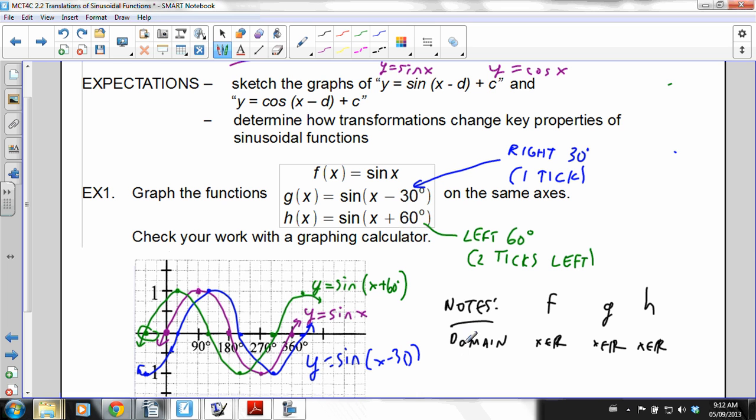Okay, well, what about the range? Well, for all of them, again, it gets as low as minus 1 and as high as positive 1. But that was the same as the original, right? The range here was negative 1 to 1, and I'm just going to put an arrow there to show that it's the same.